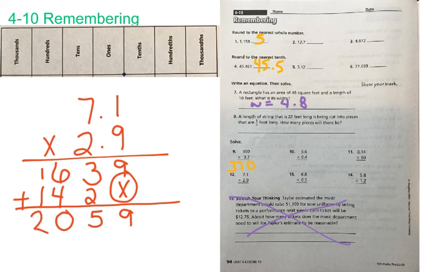And my answer here, I need to go back up into my problem and figure out how many numbers followed the decimal. And I have 1, 2 here. So I start to the right of my number, and I'm going to shift in 1, 2 places. And my answer is 20 and 59 hundredths, or 20.59.